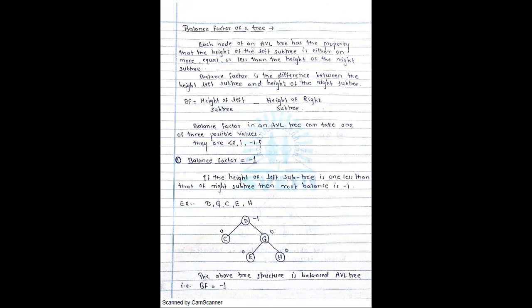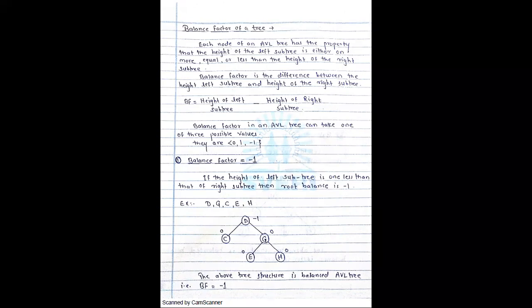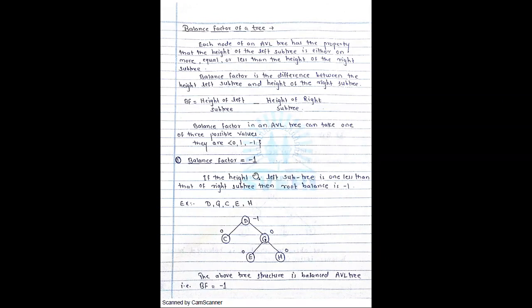Now all of you got the concept. So we say the tree is balanced if the value of BF is 0, 1 or -1, right? Now you can see here one tree is given. Balance factor is equal to -1. Here you can see the example. In the example, D, G, C, E, H. So this tree is given.